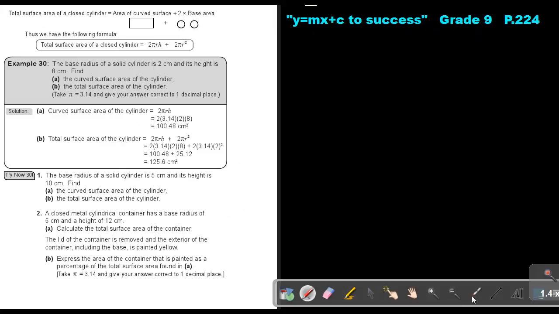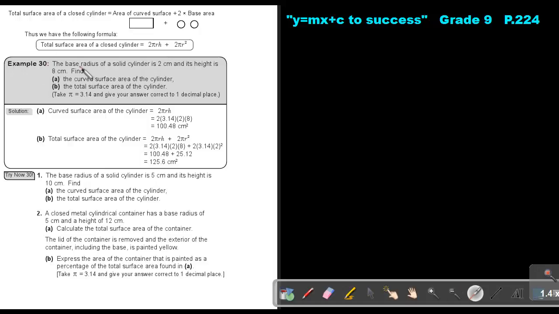The total surface area of a closed cylinder is the area of the curved surface plus 2 times the base. So it's the rectangle plus 2 circles. Thus we have the formula. Remember, this is the curved surface area, 2 pi r, the circumference, times the height. And there's one circle, but because there are 2 circles, I multiply it by 2. Let's look at an example.